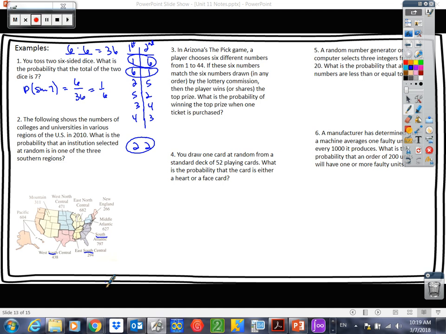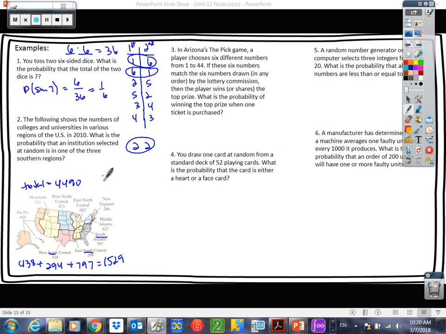So that's what I want, right? The southern region. So I'm going to add those numbers up. So I would do 438 plus 294 plus 797. And I add those regions up and I get 1529. So that's going to be in our numerator. That's what we want to have happen, but we need a total, right? We need a total, and that would be the sum of all of those numbers. I did my total. I added all those up, and I got 4490.